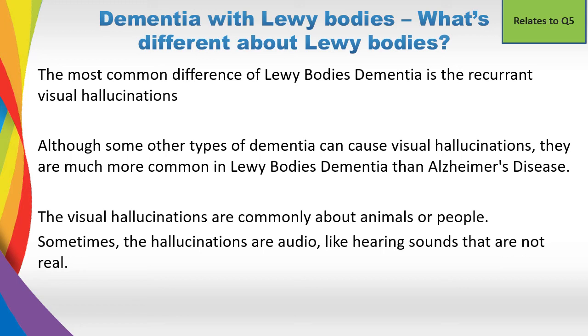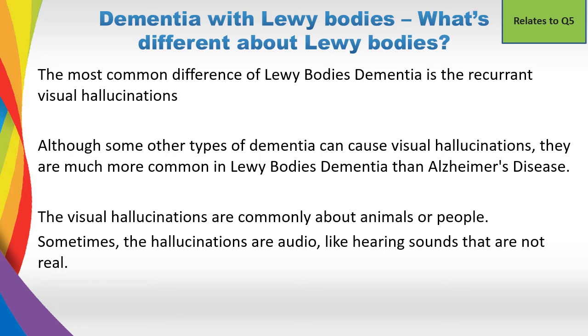Lewy bodies. What's the difference about Lewy bodies? So the most common difference of dementia with Lewy bodies is visual hallucinations, and lots of them. So sometimes other types of dementia can cause visual hallucinations, but they are way more common in Lewy body. The visual hallucinations are commonly about animals or people.